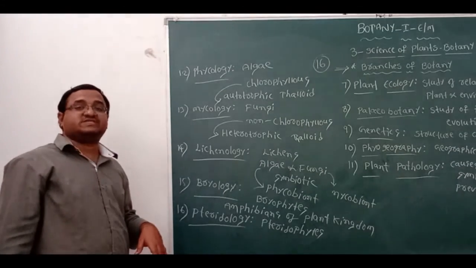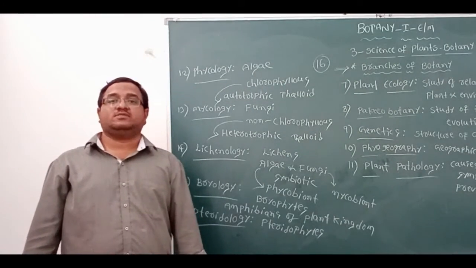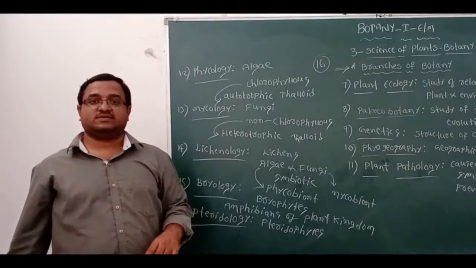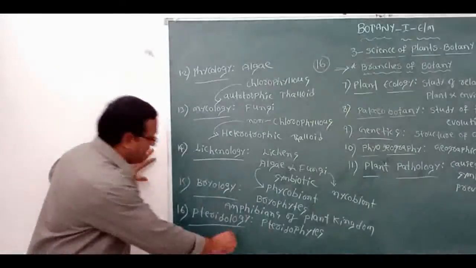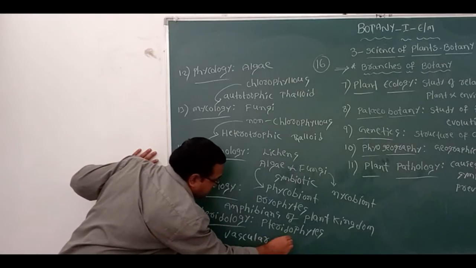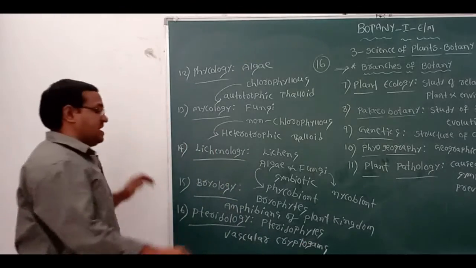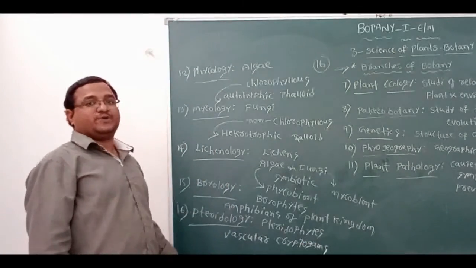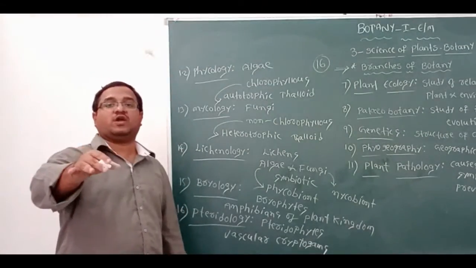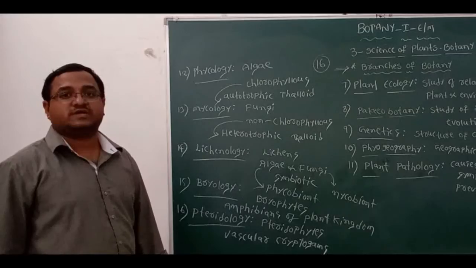So, these pteridophytes have vascular tissue. They contain xylem and phloem. So, these are called vascular cryptogams. Cryptogams means non-flowering plants. Vascular means vascular bundles, vascular system. Xylem conducts the water, phloem conducts the food material. Vascular cryptogams means vascular non-flowering plants.